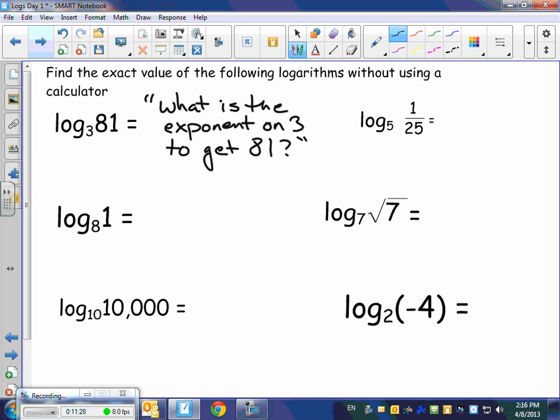What is the exponent on 3? How do I know the base is 3? It's the one set down below. What is the exponent on 3 to get 81? Do you know the answer to that question? It's 4. Anybody see that that's 4?